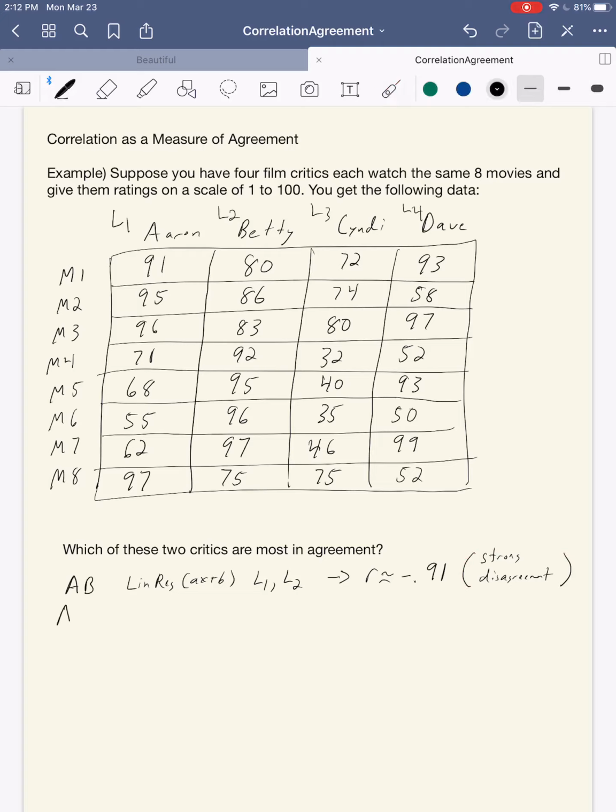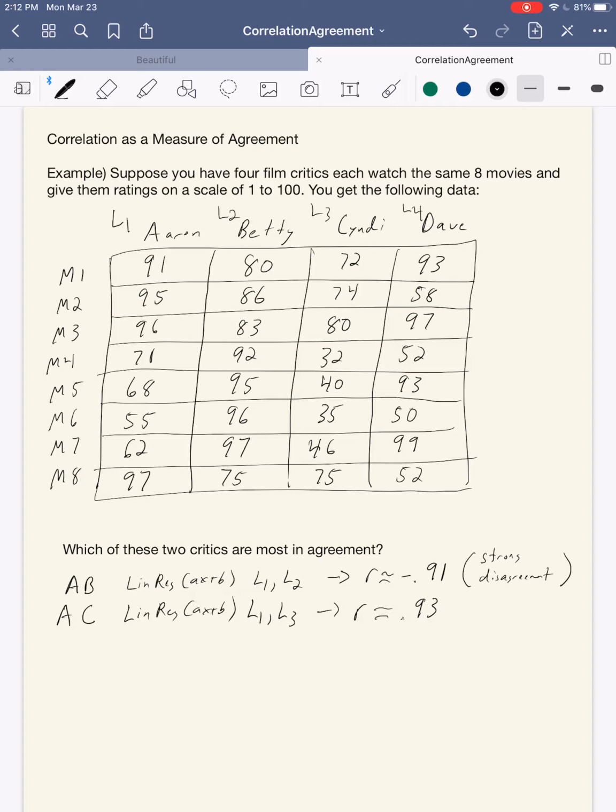All right, let's try a different pairing then. Let's see how Ehren and Cindy did. So we'll do linreg AX plus B again. This time we'll want to use L1 and L3. So on your calculator, you'll run the same procedure, but you'll want to change that second list, or the Y list, into L3. Or if you have the older calculator, just type it in as L1, L3 here. We'll go ahead and hit calculate, and you should see that you get an R value of about 0.93.